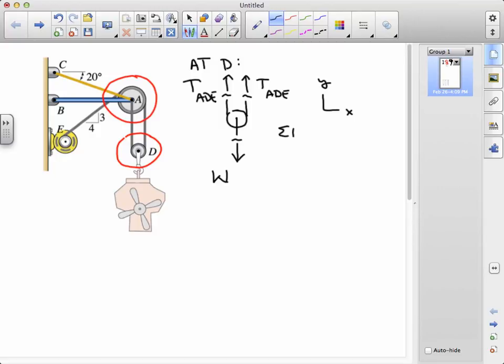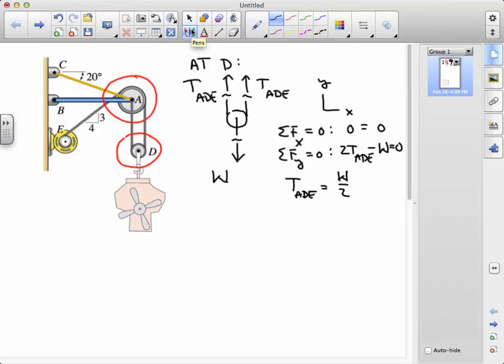The force equilibrium equations for the pulley at D are these. In the x direction, we have neither loads nor internal forces. There's nothing in the x direction, and our equilibrium equation is 0 equals 0. In the y direction, we have 2 TADE minus W equals 0, which is going to tell us that the tension that's carried by cable ADE is W over 2.